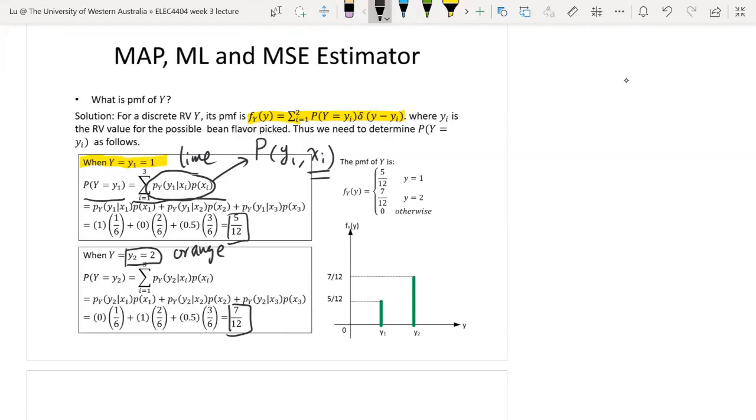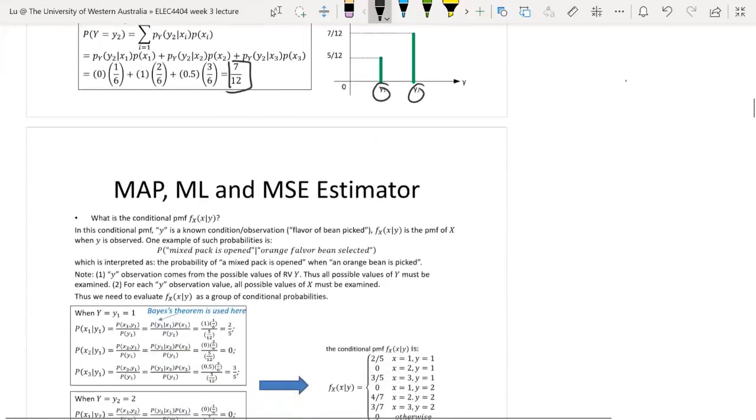Okay, this is about how to evaluate the PMF of the Y, and then we can just draw this out. So the Y1 value and the Y2 value have different probabilities. I think this part should be pretty simple. Okay, this is the PMF of the Y, and let's move on.